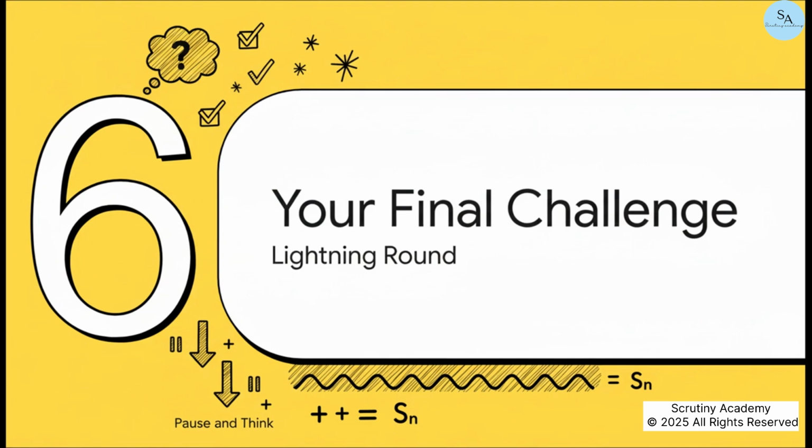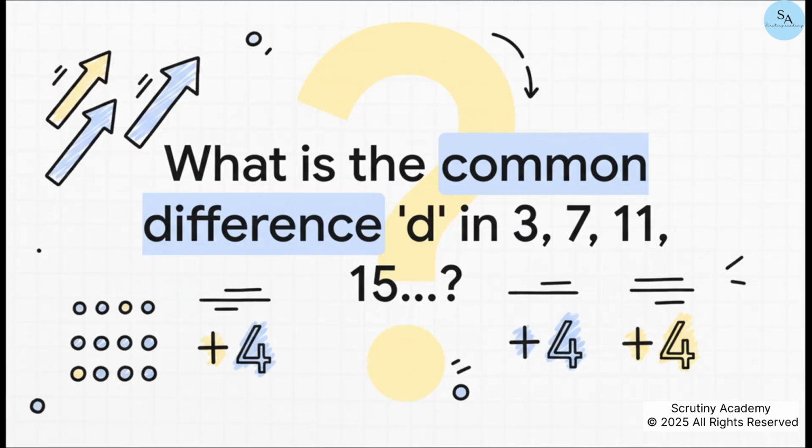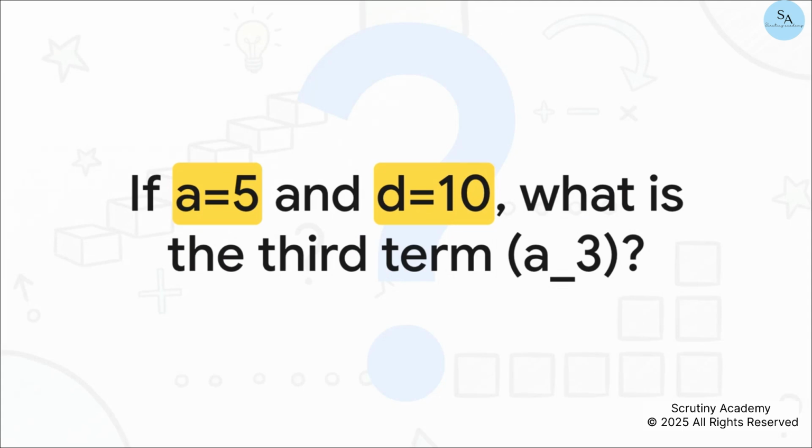All right, time for a quick test to lock in what you've learned. Pause and think after each question. The answer is 4. The sequence is going up by 4 each time. The answer is 25. It's 5 plus 2 steps of 10.